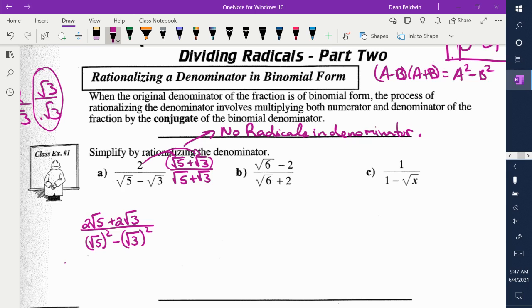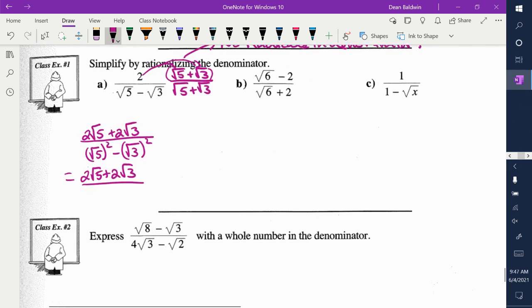Okay, now we have to simplify it. Top we'll just leave for now. What's the square root of 5 squared? 5. What's square root of 3 squared? What's 5 minus 3? So I get that. Cannot be simplified any further.